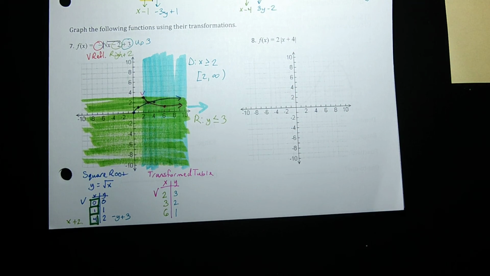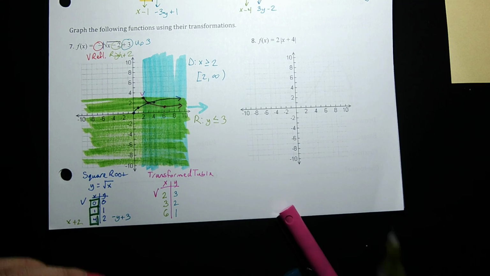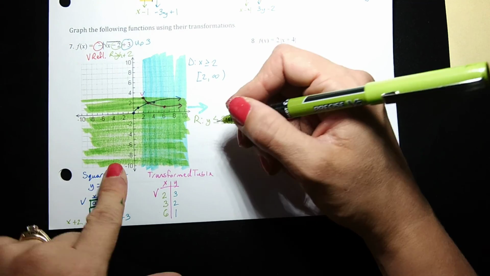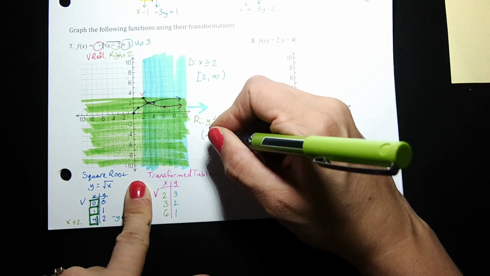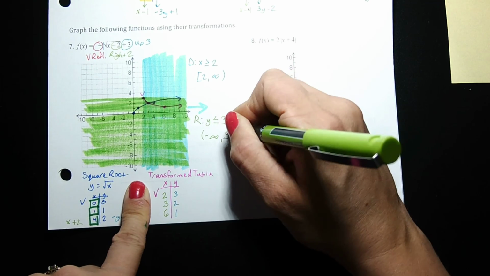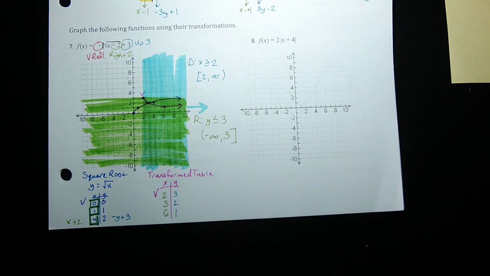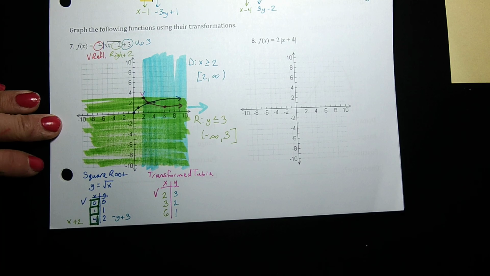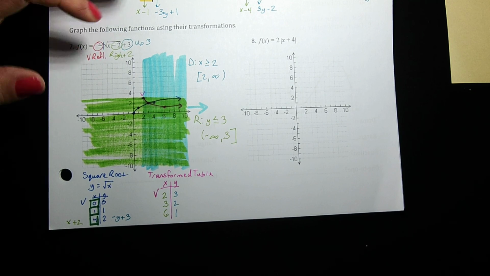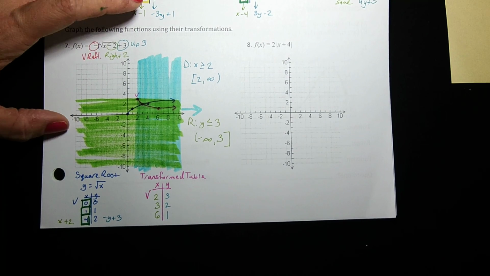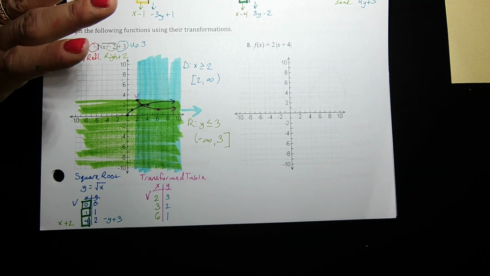If you've been making friends with interval notation, beware of when it's less than or equal to. We start from the bottom at -infinity, and we end at 3. So interval notation is always negative to positive in the y direction, negative to positive in the x direction. So that would be our domain and range for that one. What questions do we have?